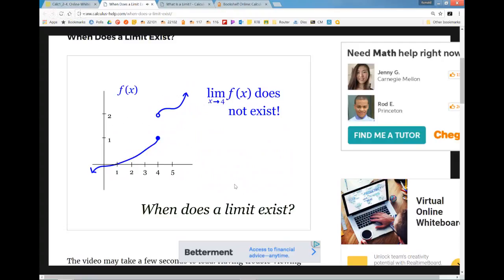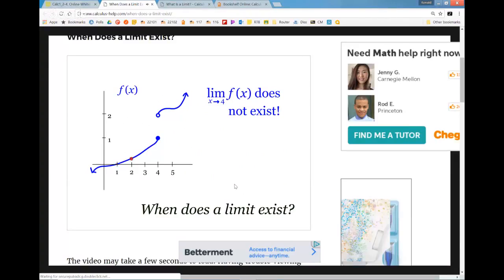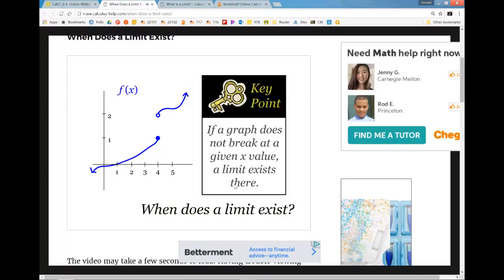It did have a limit at many other points. For example, a limit existed at 1, at 2, at 5, at 0. All these x values showed locations where the graph did not break. In essence, a graph will not possess a limit if it breaks at the given x value. That's why our new function does possess a limit at x equals 4.